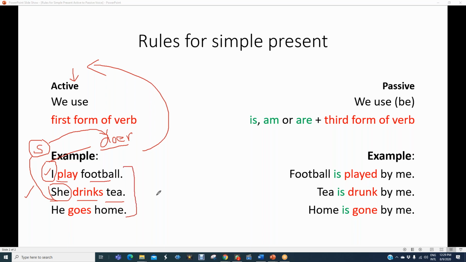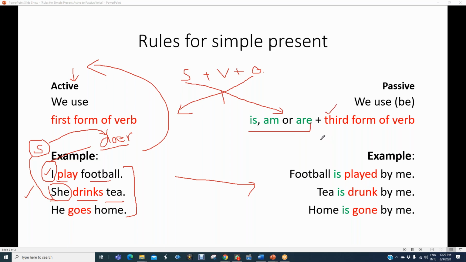All of these are your active voice. Now, in order to make them passive, I told you if you have subject, verb, and object in active, you will also have subject, verb, and object in passive. But the order will change. You will write the object first and then the subject. And the verb here will be the be verb plus the third form of the verb.